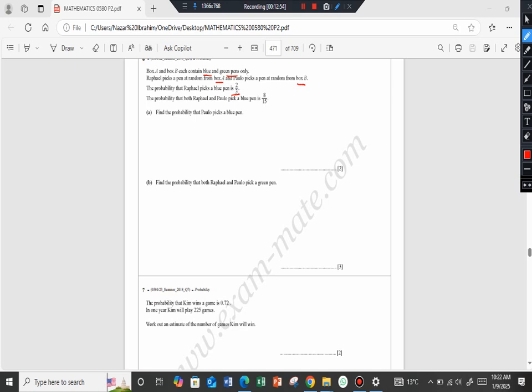So what we have: the probability that Raphael picks a blue pen is 2 upon 3. The probability that both Raphael and Paulo pick a blue pen is 8 upon 15.